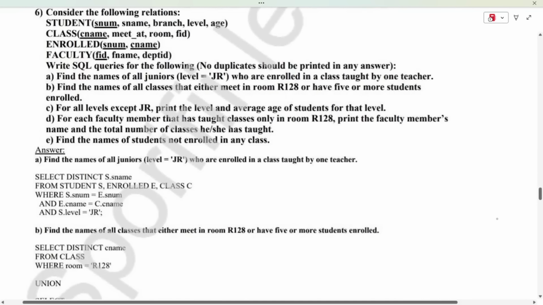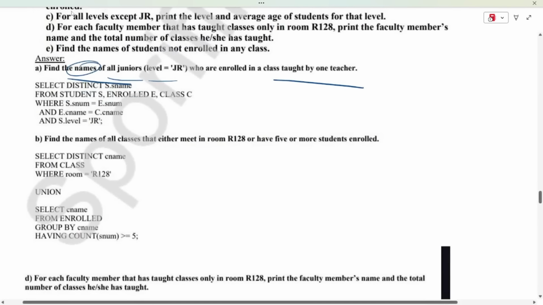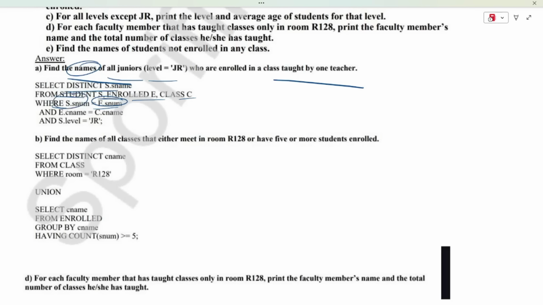Next, they have given this, maybe belonging to module 4. They have given student, class, enrolled, faculty and so on. See, find all the names of the juniors, JR, who are enrolled in a class taught by one teacher, they have said. Now select distinct S name from student S, enrolled E, class C, where S num equals E num. The S level you will be choosing as junior. Now again it is in room 128, so again select distinct class name from class where room equals 128.